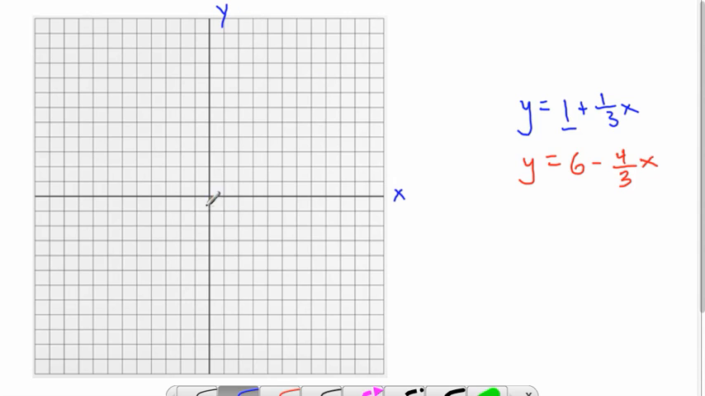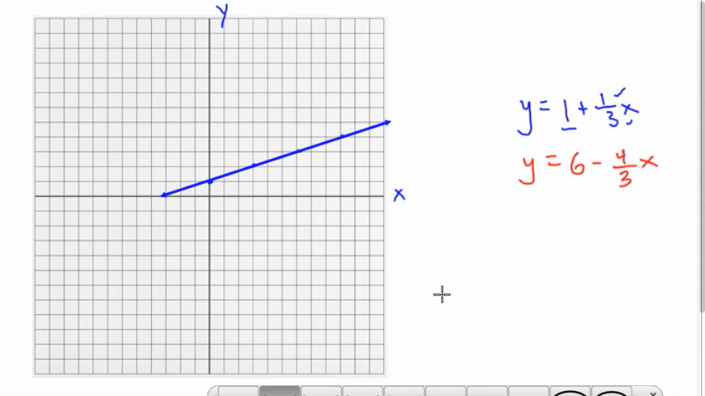Alright, so this one goes up to 1, and then from there goes up 1 to the right 3. Up 1 to the right 3, up 1 to the right 3. I can keep going as long as I want. See if I have a blue line here. I do. Gotta fix that a little bit. Yeah, it's good enough.